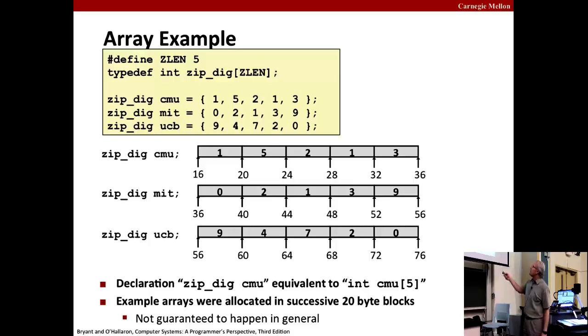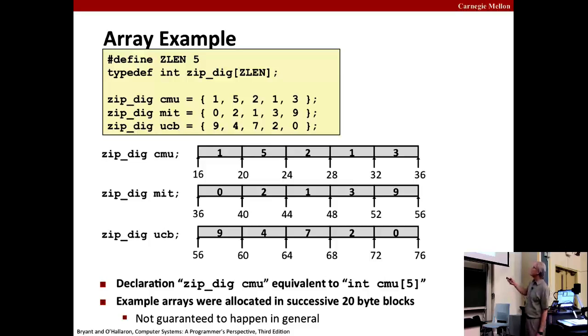And then the typedef is a very handy way if you're going to create complex data structures. I highly recommend you break that into typedefs because the declaration notation in C gets fairly obscure fairly quickly. All this is saying is the data type I'm going to call a zip_dig is defined to be an array of 5 ints. And now whenever I say zip_dig something, I'm saying this is an array of 5 ints. So I created 3 of them with the appropriate zip codes for the schools represented here.